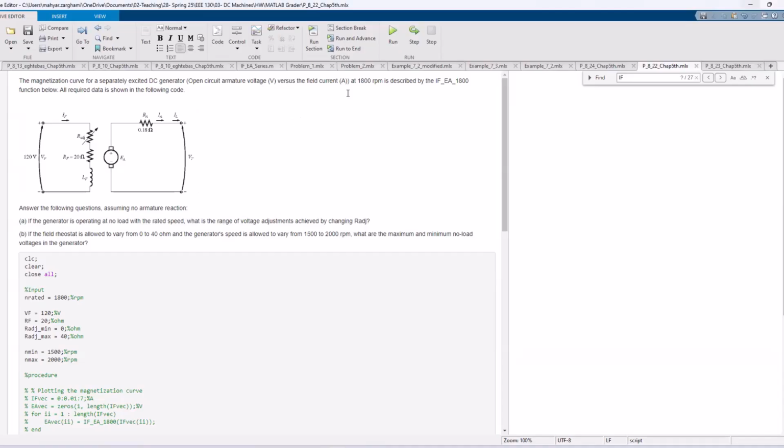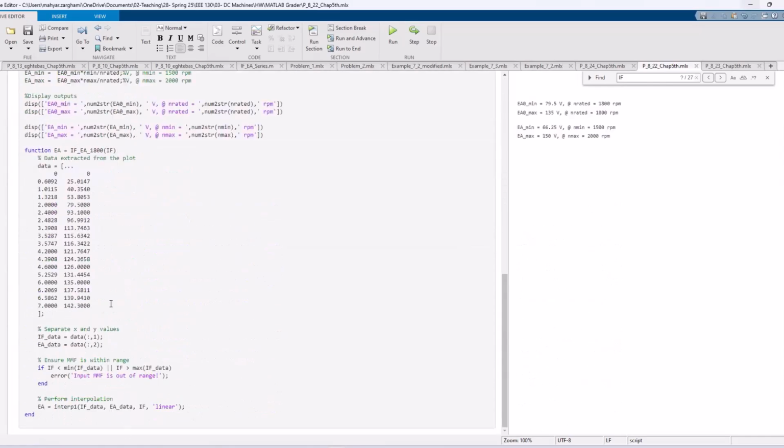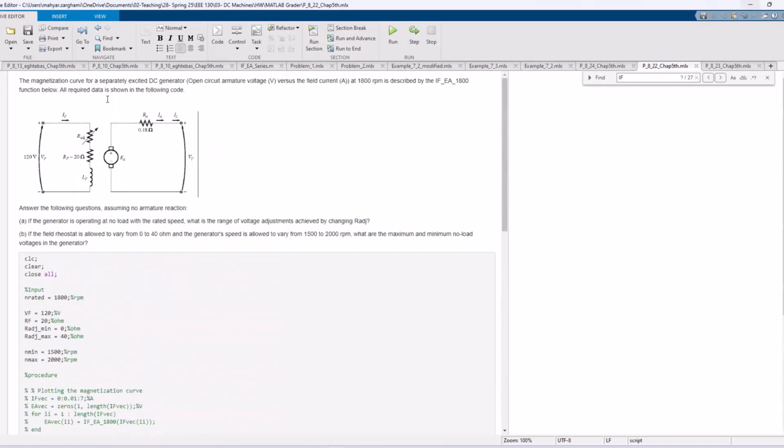We have the magnetization curve for a separately excited DC generator, the open circuit armature voltage versus the field current at 1800 RPM, which is described by the IFEA 1800 function below. So this is the function. All required data is shown in the following code. Answer the following questions, assuming no armature reaction. If the generator is operating at no load with the rated speed, what is the range of voltage adjustment achieved by changing our adjustable?